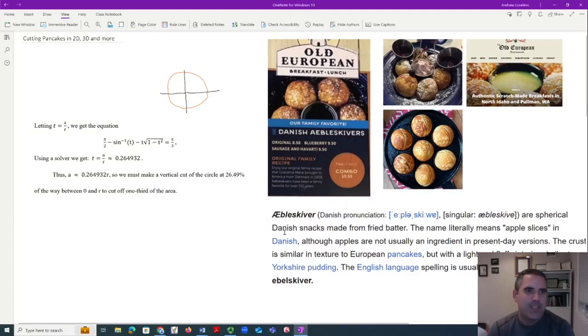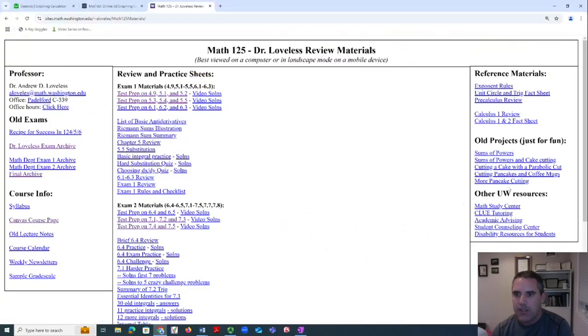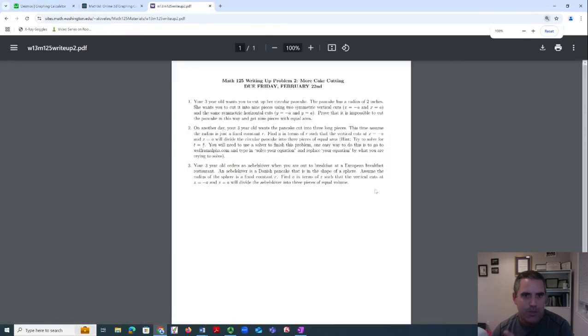Hello math fans, continuing my series on pancake cutting and recapping a project I made for my honors calculus students back in 2010, 2011, 2012. Ultimately, I kind of changed that project each year, but by the end I had focused on some particular questions, which were these. Can you cut up a pancake into 9 pieces? How do you cut up a circular pancake into thirds?